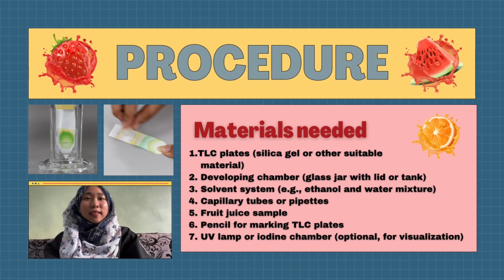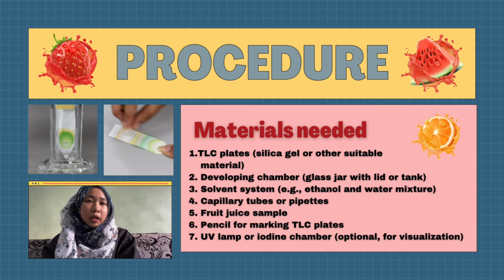Hi everyone! Today I'm going to explain the procedure of the chromatography of fruit juice experiment using TLC paper. Thin layer chromatography, TLC, is a technique used to separate and analyze mixtures. Here's our procedure for chromatography of fruit juice using TLC paper. But first, ensure all materials are clean and dry to prevent contamination. Handle the TLC plates carefully to avoid damaging the silica gel surface, and repeat the process with different solvent systems if necessary for better separation.